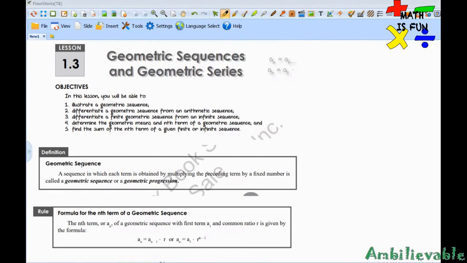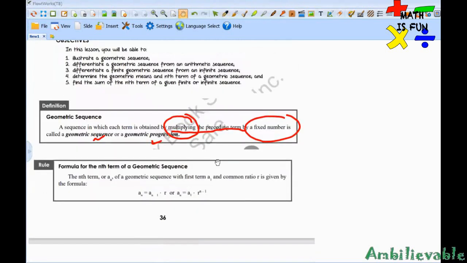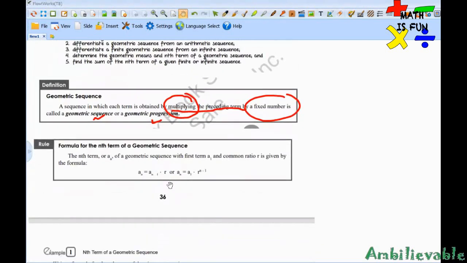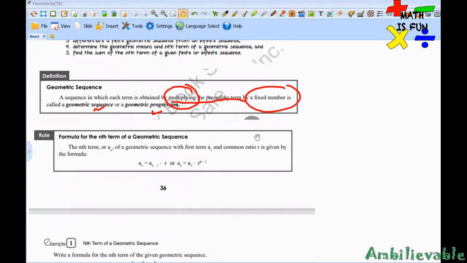So let us try the definition. A geometric sequence is a sequence in which each term is obtained by multiplying the preceding term by a fixed number. That's called a geometric sequence or a geometric progression. So by this time, we are not adding nor subtracting, but we are multiplying. Or we can also divide if you want to get the difference, or they call it the common ratio.